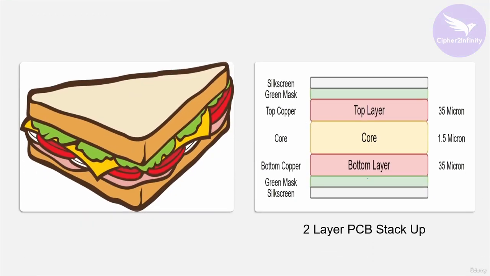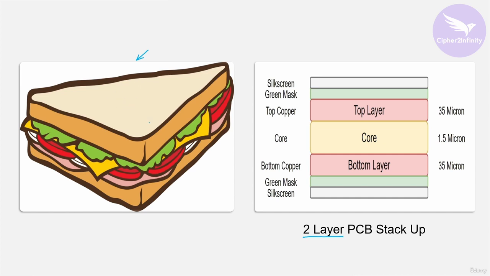So this is the layer stackup for the 2-layer PCB, and depending on the number of layers, this layer stackup will change. You can consider a layer stackup like a sandwich, and in a sandwich there are multiple layers. On the bottom there will be bread, then mustard, then tomato, then a layer of cheese, then a layer of spinach, and on top of that again a layer of bread.